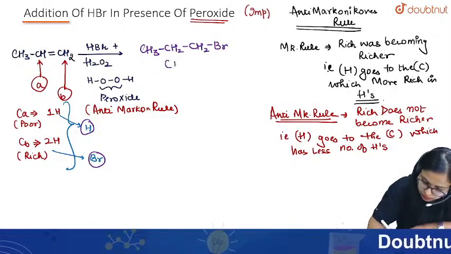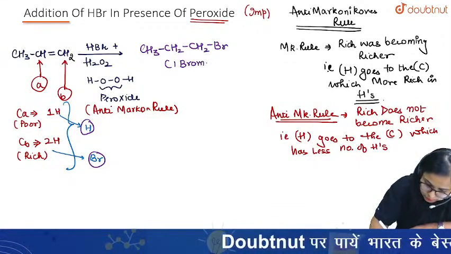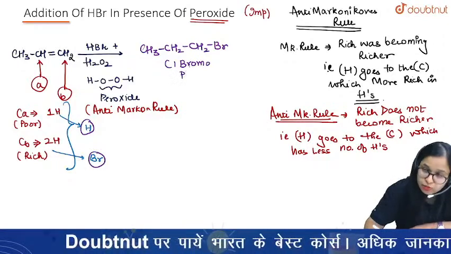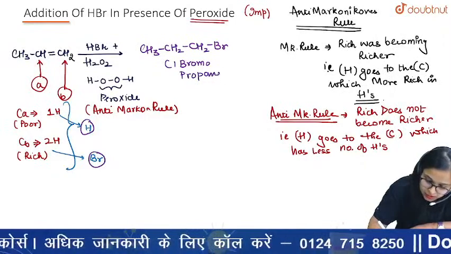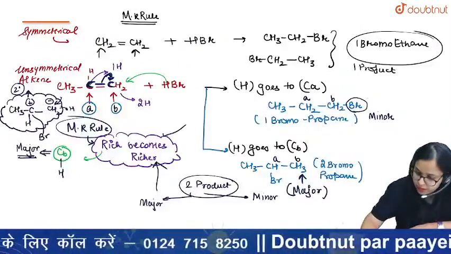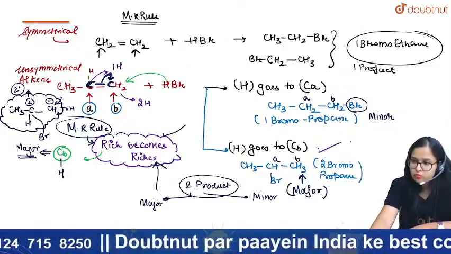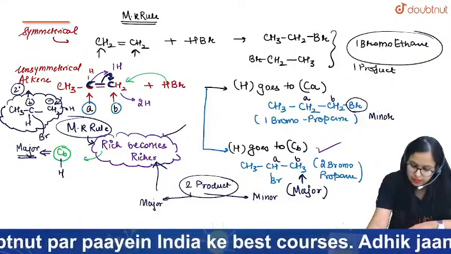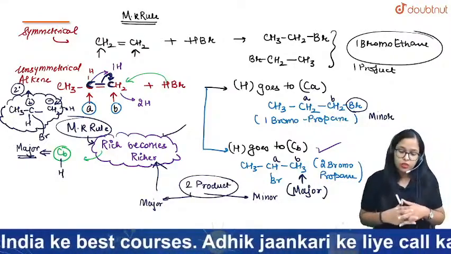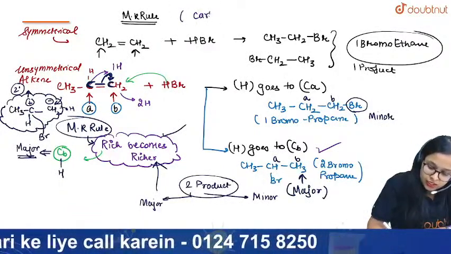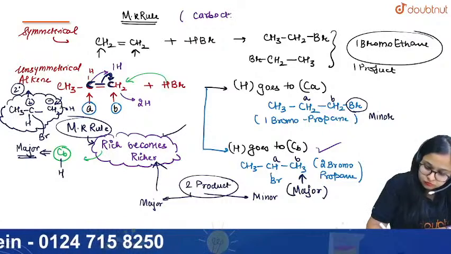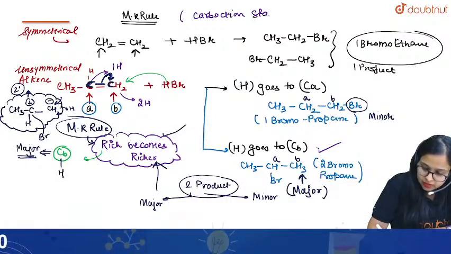1-bromopropane is the major product when we add HBr to the alkene in the presence of peroxide. Whereas if we were adding normal HBr, 2-bromopropane was the major product because we were looking at the stability of the carbocation. During the Markovnikov rule or normal addition of HBr, carbocation stability is the major factor. Carbocation stability matters.